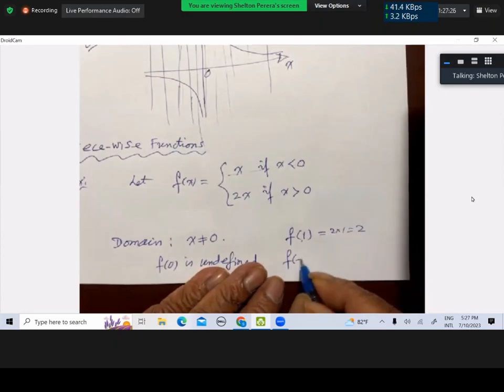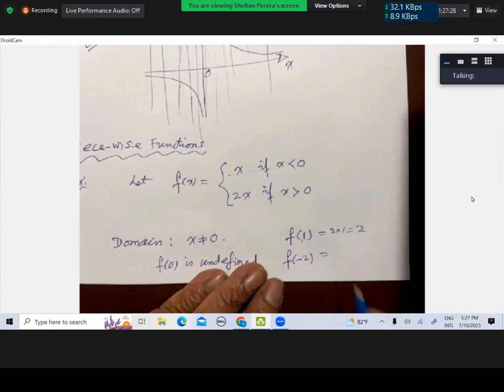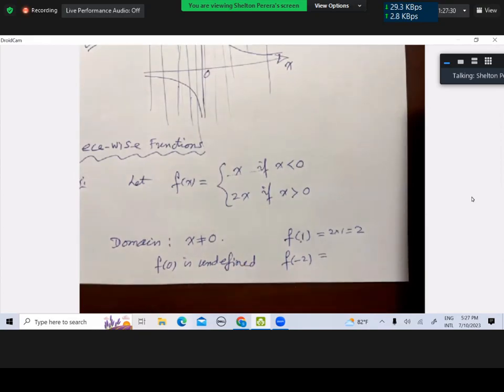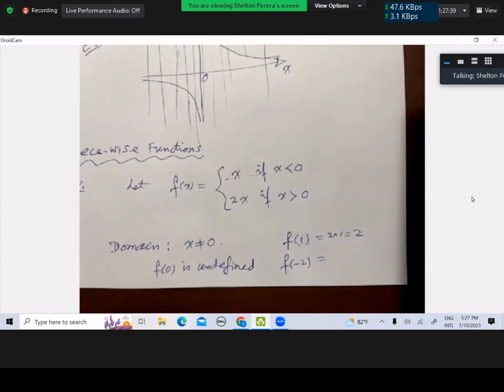What is f of minus 2? f of minus 2: if x is negative, f of x equals x. So what is f of minus 2? Can somebody put the answer in the chat? f of minus 2 for this function.